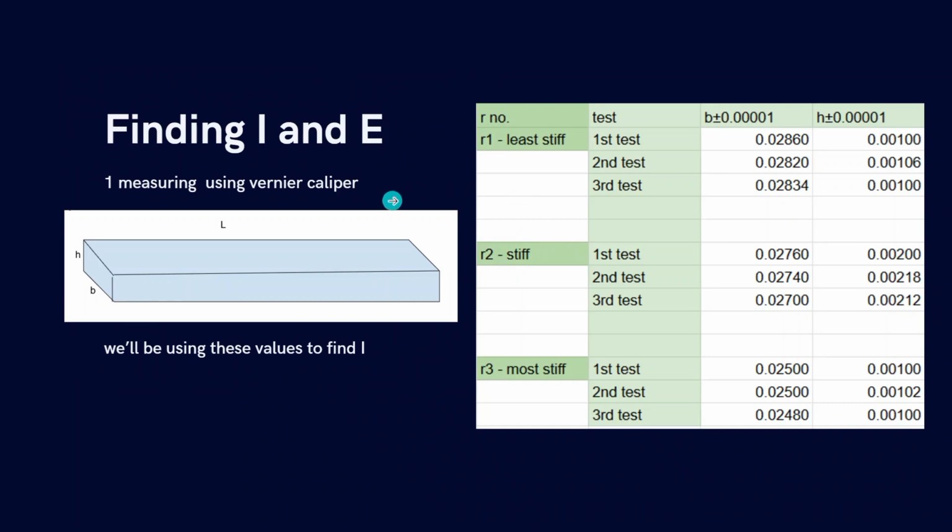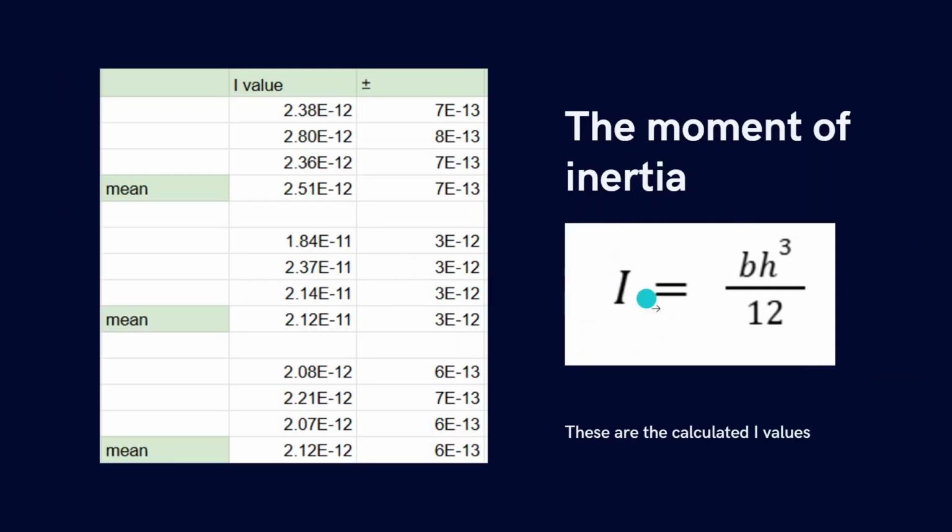So at first we are going to try to find the area moment of inertia of the rulers by measuring the height or the thickness and the width of the rulers. Then finding it with this equation over here.